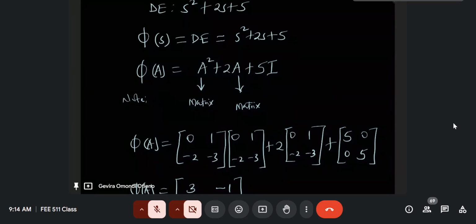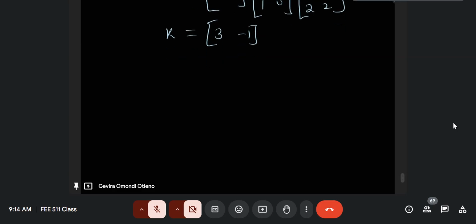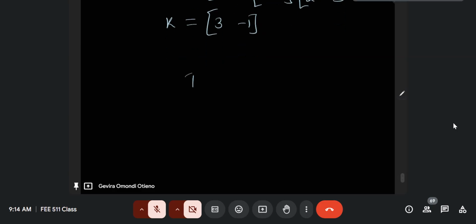Now, ladies and gentlemen, let me conclude with the last method, which is also quite easy, and then we wrap up the class. The last method for doing this kind of design is known as the transformation method.